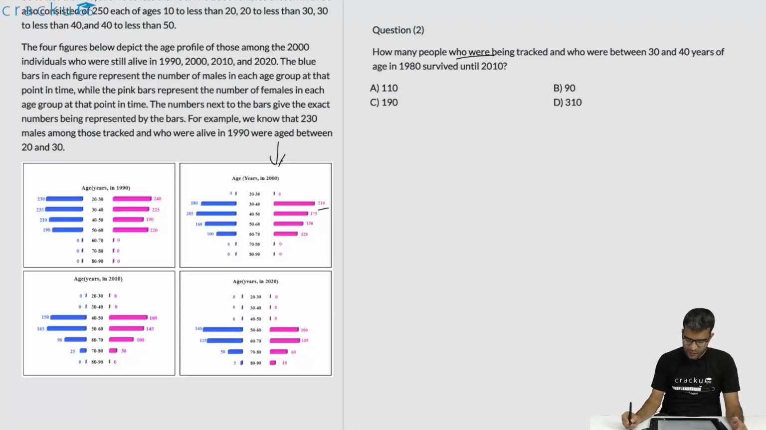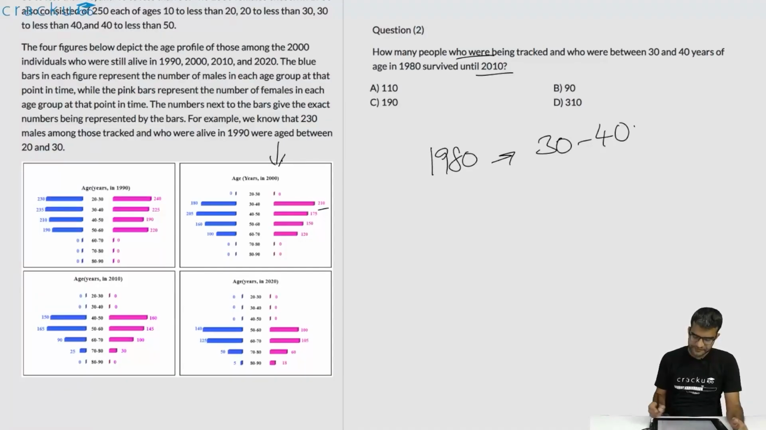How many people who are being tracked who were between 30 to 40 years old in 1980 survived until 2010? So in 1980, if they were between 30 to 40 years old, which bracket would they be in 2010? 30 years have passed. So all of these guys will be between 60 to 70 years old.